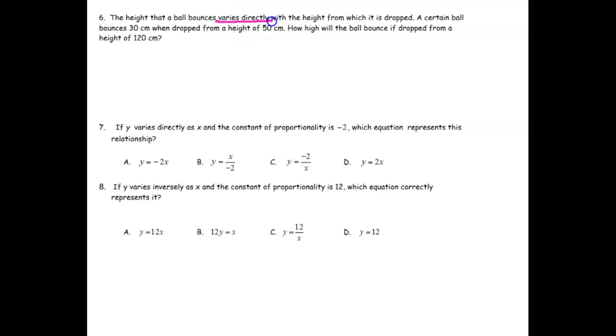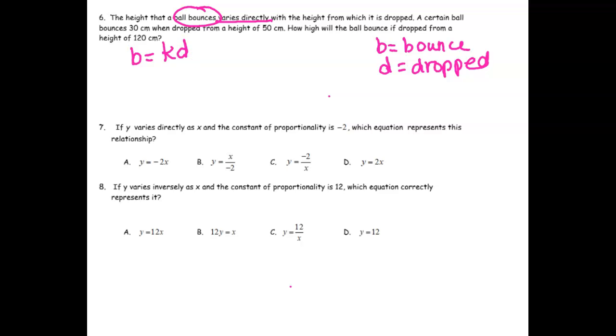This one's, again, a varying directly word problem. Okay, so you've got your height, the ball bounces. Now be careful, don't use H for both. The first one is the ball bouncing, so maybe I'll use B for bounce. And it varies directly with the height that it's dropped, so D for dropped. Maybe that's easier. Okay, so the ball bounces 30 centimeters when it's dropped from a height of 50. So it's going to be a direct variation. So the bounce is going to be, say, the constant times how far dropped. Okay, we can go from there.